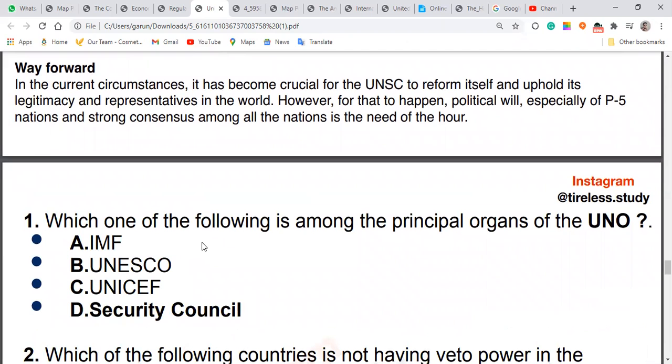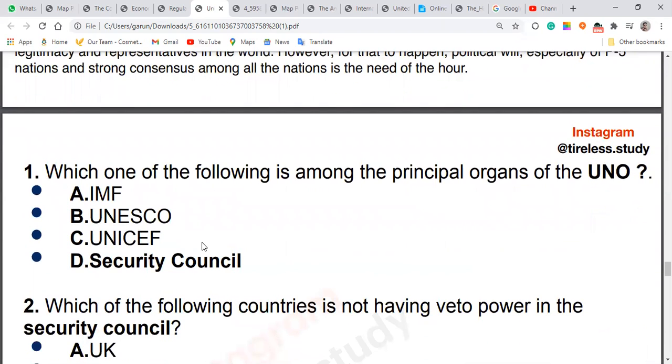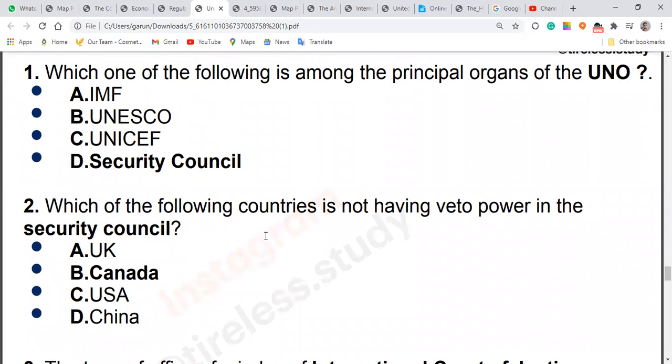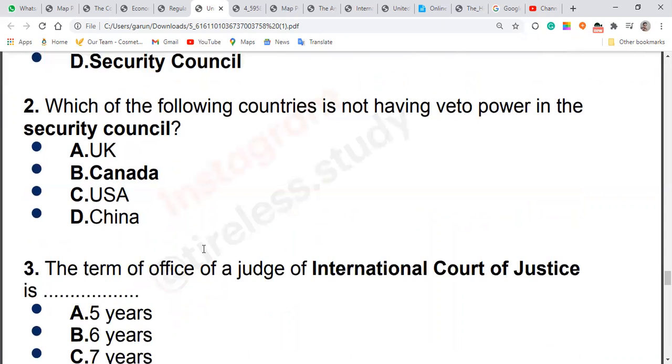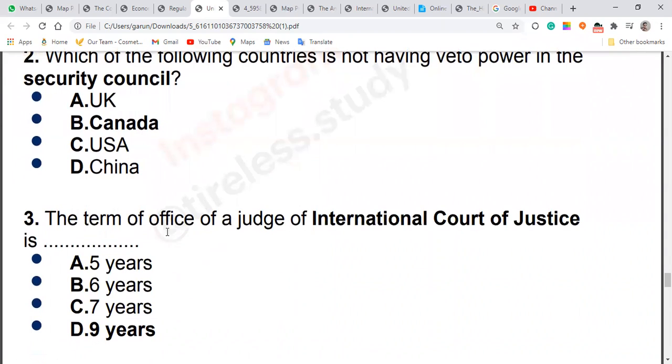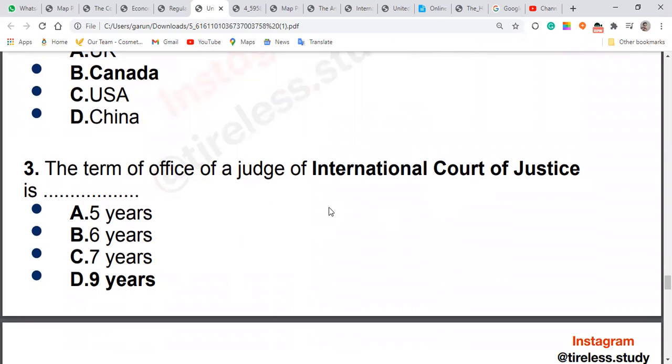So let's do some questions also. Which one of the following is among the principal organs of the United Nations organization? That is the Security Council. Next, which of the following countries does not have veto power in the Security Council? That is Canada. Otherwise, UK, USA, and China, all three of them have it. Okay, the term of office of a judge of the International Court of Justice is 9 years.